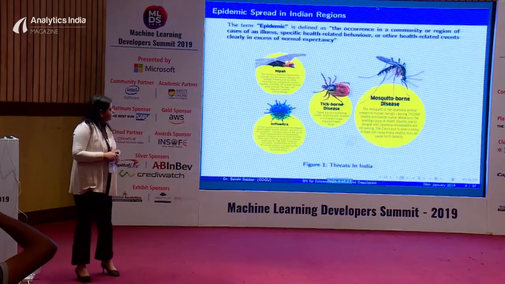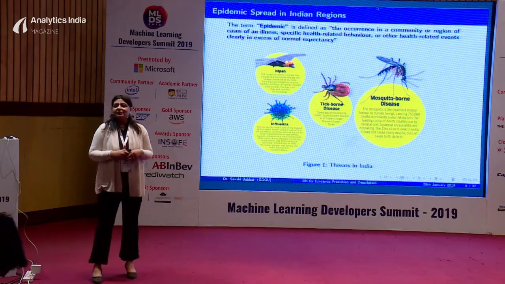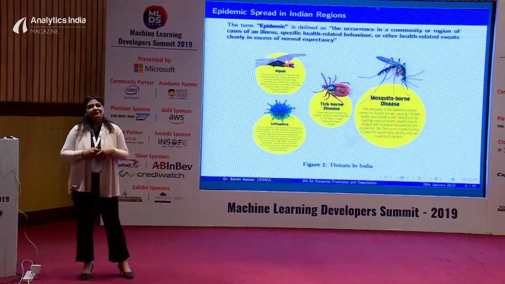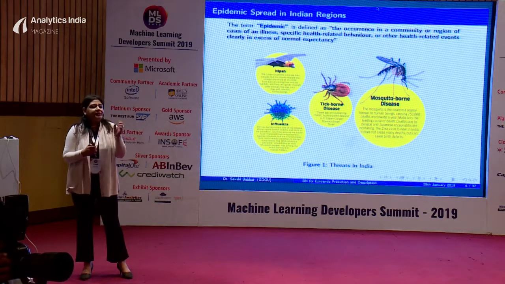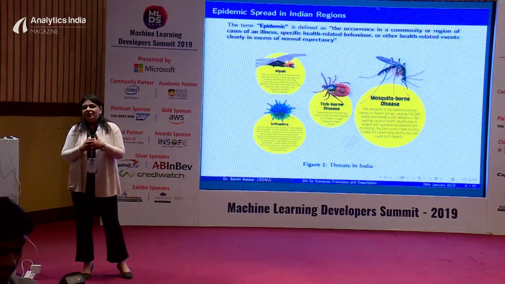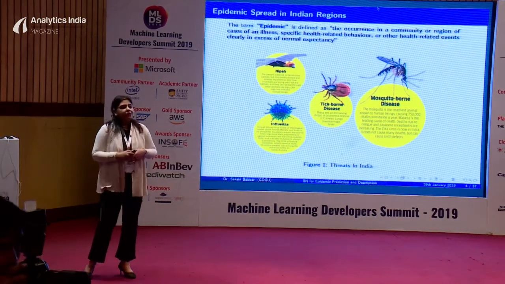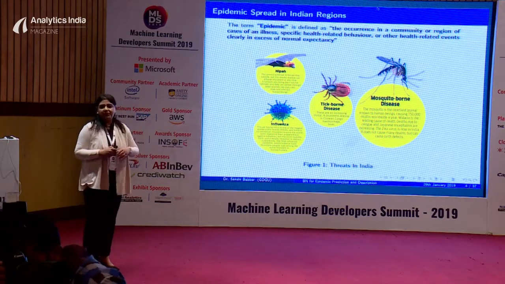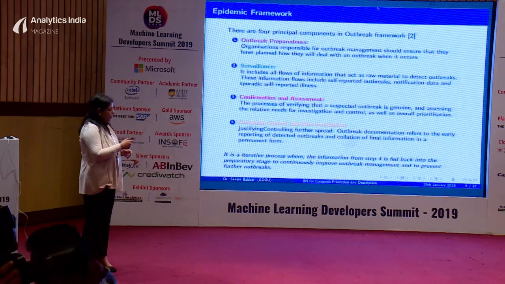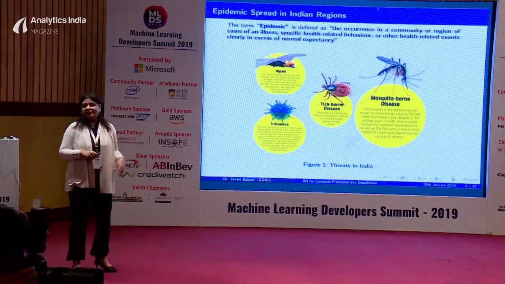Right. Now, just a general introduction about epidemics. An epidemic is a disease which spreads and impacts thousands of people, right, and they have very unique patterns. Whenever it spreads, most of the population is affected by it. So in general, we have these epidemics nowadays. One is the Nipah virus, which recently happened in Kerala.